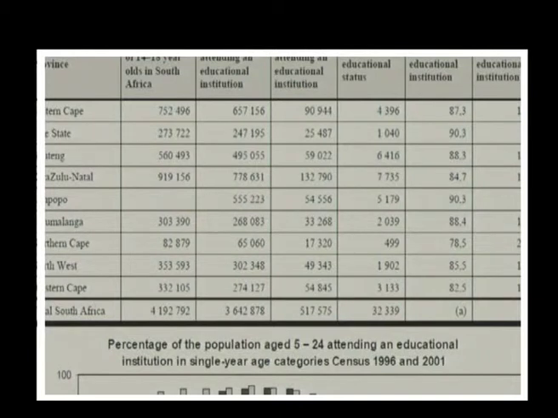Number attending school, so we've got 657,000 that are attending an educational institution, 90,000 that are not attending school, and 4,396 that are unknown educational status. So when the survey was done, nobody knew if they were at school or not. The percentage at an educational institution, and then the percentage not at an educational institution.